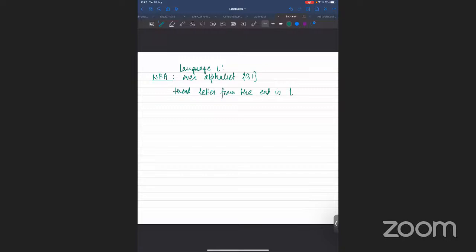So the third letter from the end is 1. Now if you have to construct an NFA, what will be the thing? Can one of you tell me clearly how the automaton, the NFA, will look like? This is my initial state. So what will you do? The third letter from the end is 1. Can one of you tell me how the NFA should look like? A simple one.